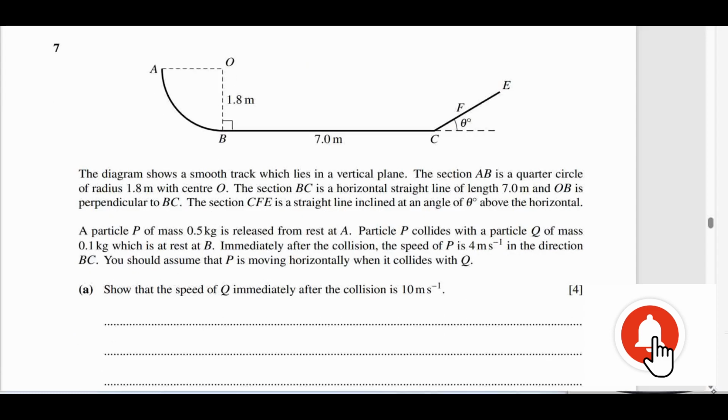Question number 7. Now the diagram shows a smooth track which lies. Okay, all these details are already given above. A particle of mass, now mass is of a particle P of mass 0.5 kg. These are the instructions we have to see, because the initial instruction is explaining the diagram, you must have read it. So we look at the second one. Now particle P of mass 0.5 kg is released from rest at A. So you have particle P released from here, which means the initial velocity of particle P is zero.